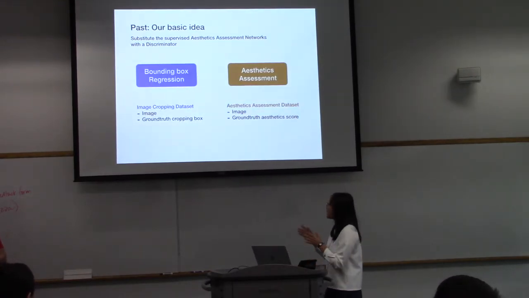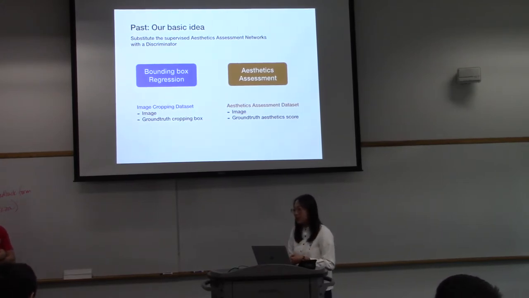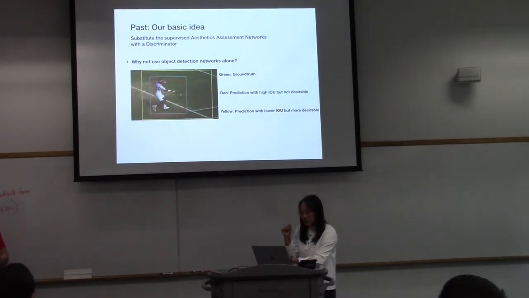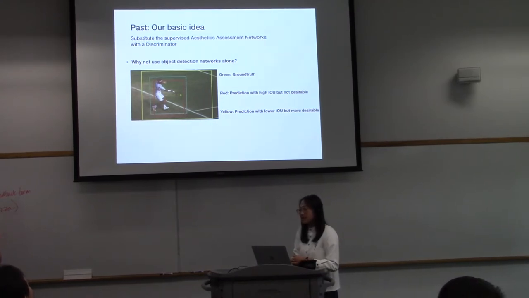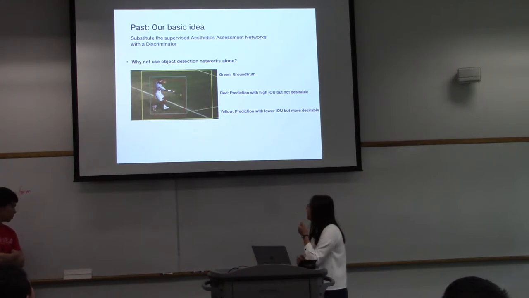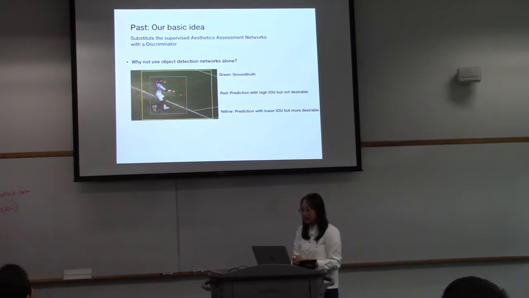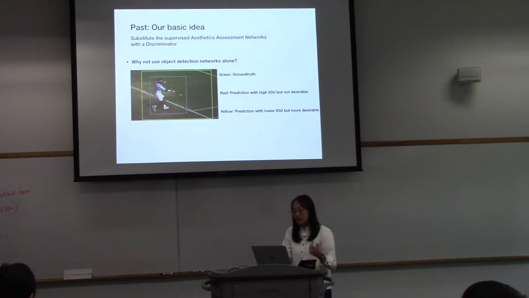As I said, one common thing of these two papers is that apart from a bounding box regression network, they both use an aesthetics assessment network. The aesthetic assessment part is very essential because the auto-cropping task is not totally the same as the object detection task. Here is an example. The green box is the ground truth bounding box, and the red one and the yellow one are two predictions. Clearly the red one has a higher IoU with the ground truth, but the yellow box is certainly more aesthetically pleasing. So instead of only backpropagating losses associated with IoU, we also want to backpropagate some losses associated with the aesthetics quality.